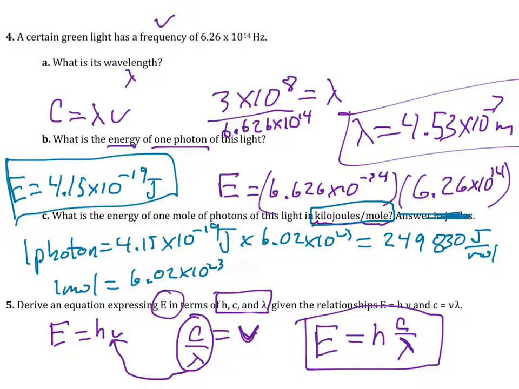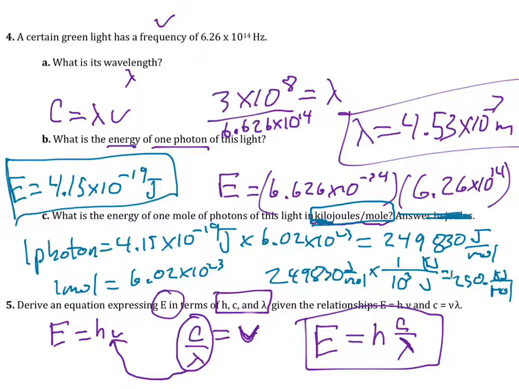However, it's not asking for joules, it's asking for kilojoules. And so now we need to convert it to kilojoules. All we have to do is take this 249,830 joules per mole, and we're going to put joules on the bottom and kilojoules on top. We know that 1 kilojoule is 10 to the 3 joules using the metric system. And with sig figs, because we started with 3 sig figs, we should end with 3 sig figs, and we will end up with 250 kilojoules per mole. And that is the answer.